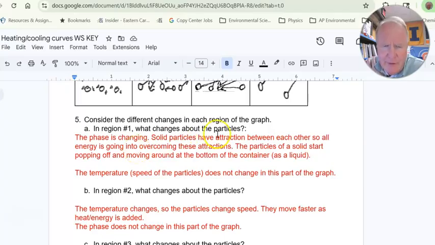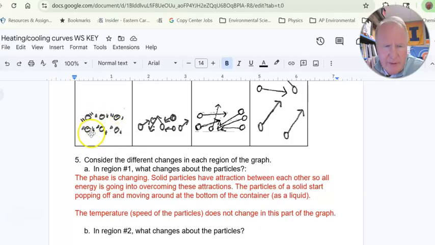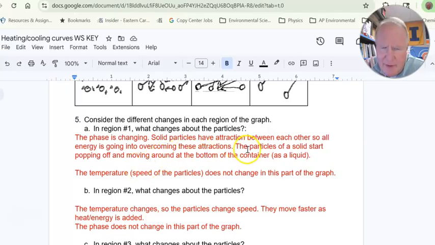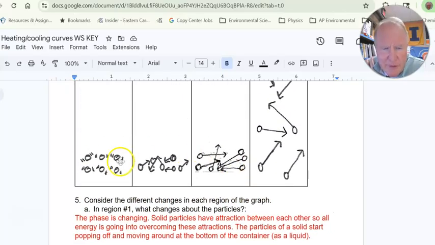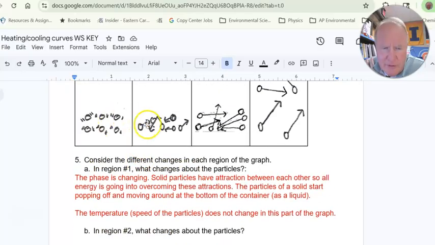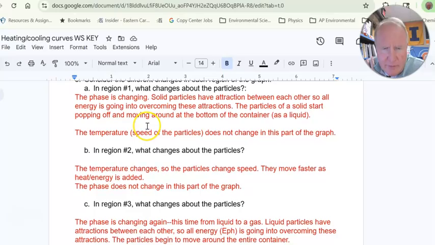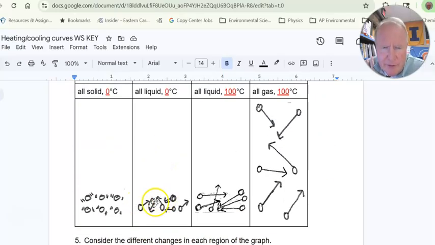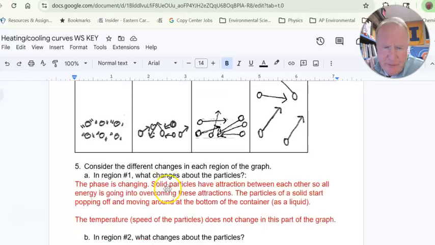The solid particles have attraction, right? These attractions right here that make them all like this have to be broken. So the heat is being used to break these bonds to make this happen. There's an attraction between them. And then the particles of the solid start popping off and moving around, but then they have a container. But there is no temperature change here. And so we see the temperature does not change. Those molecules go from shaking to just a small little area. And then region 2 right here, we're just all liquid at 0 degrees.